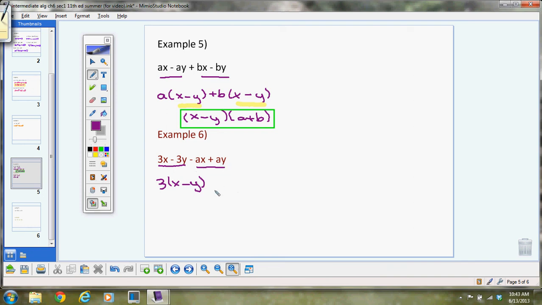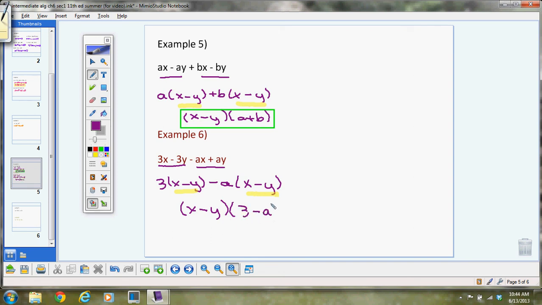So I need to take out a negative a, because watch what happens when we do that. If I take out a negative a up here, then this turns into a positive x, which is what I wanted. We need these to match. If I take out a negative a here, that makes that a negative y. And I needed those to match, because now I can see I have an x minus y in common, so I can factor that out in the front, like that, and then I have a 3 and a negative a that I can put together.